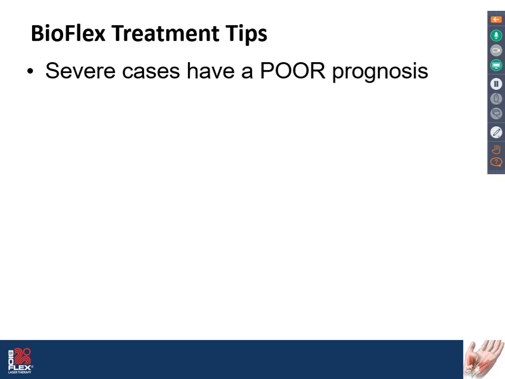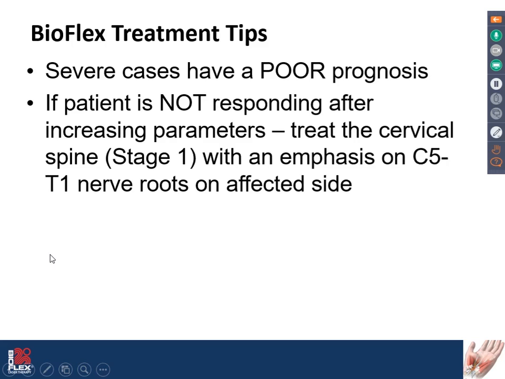So if a patient's coming in with muscle atrophy, showing really signs of advanced stages of carpal tunnel syndrome, it's probably not likely to do a lot for their condition because they're that far advanced. If a patient's not responding after increasing the parameters, look at treating the cervical spine in stage 1 with an emphasis on treating the nerve roots of the median nerve, which are C5 to T1 on the affected side, or bilaterally if they have bilateral carpal tunnel syndrome.